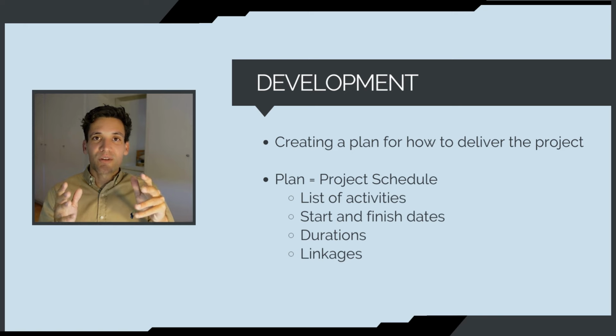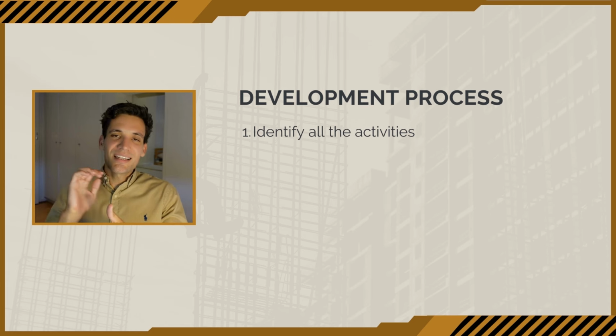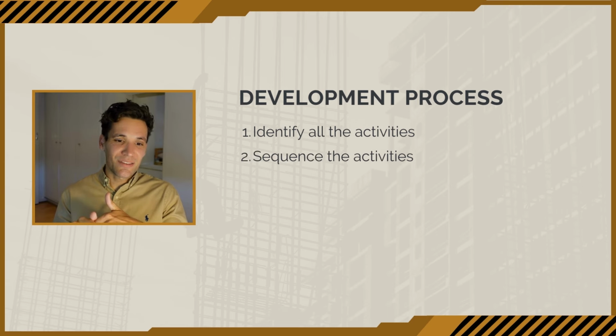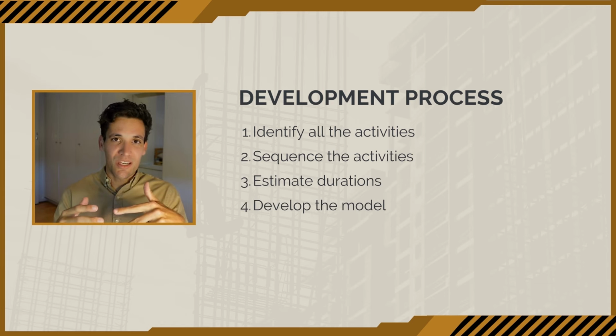A project schedule is a list of activities with start and finish dates, durations, and linkages. The schedule development process is the steps we follow to create this plan. So first, we need to identify all the activities we need to complete the project. We then need to sequence these activities. We then need to estimate how long each one will take. We need to develop a model that combines all this information together in the form of a Gantt chart.